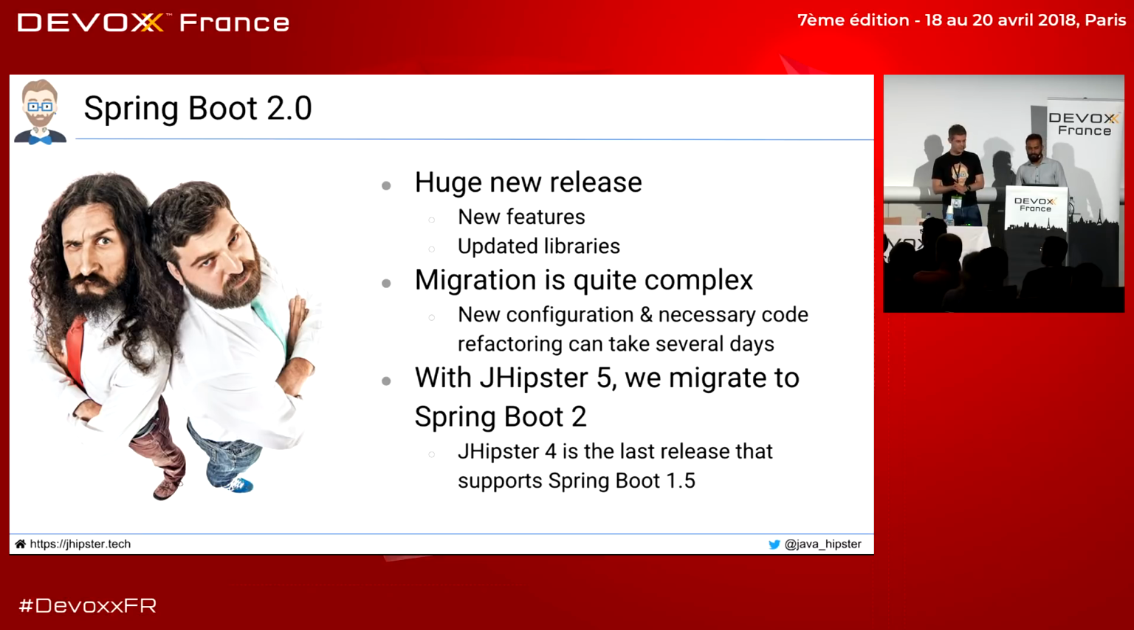So first, it's a huge new release. We've got lots of new features thanks to Spring Boot 2. We've got updated libraries for everything, so that's also pretty nice. The migration has been quite complex for us. Hopefully for you, it will be just typing jhipster upgrade, but it depends on what you did. There's lots of new configuration, lots of refactoring to do, and that's been quite a long trip for us. I don't know how much time it took in total, but several months. A few months, yeah. And so with JHipster 5, we're going to migrate to Spring Boot 2, and JHipster 4 will be the last release with Spring Boot 1.5, because they will both die together.